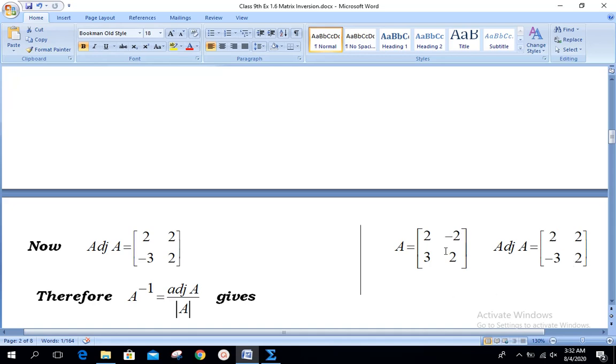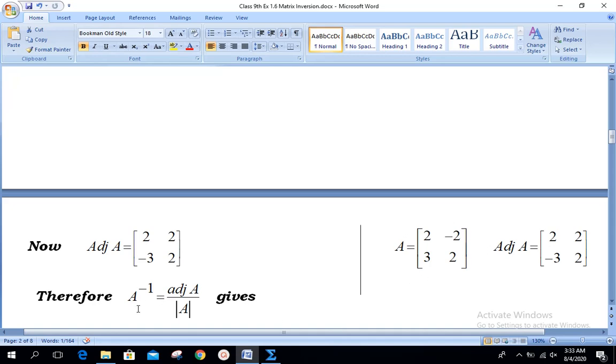Regarding place number 2 and place number 3, you have to keep in mind that for this you need to just change the sign. It was minus 2, it became plus 2 here. Here it was plus 3, it became minus 3. This is the rule of making adjoint of A from A given to you. Hope it is clear to you all.